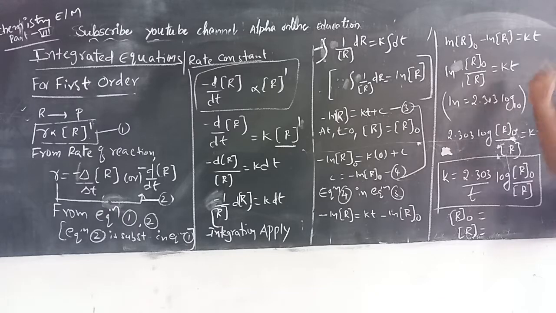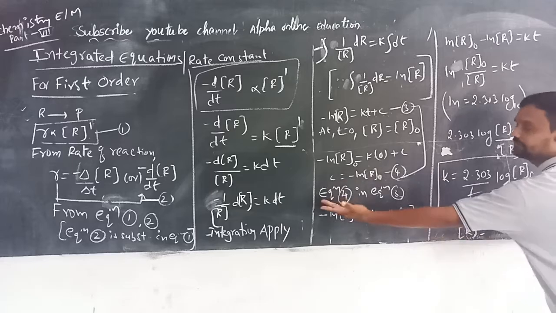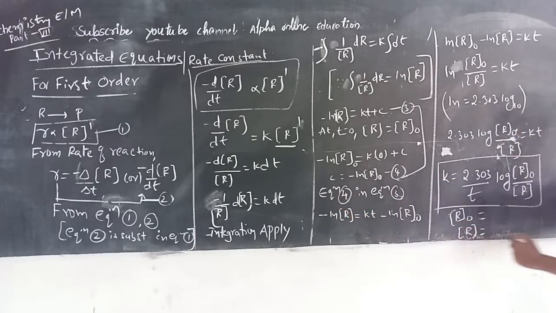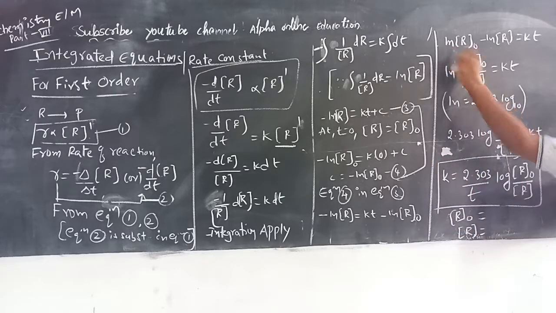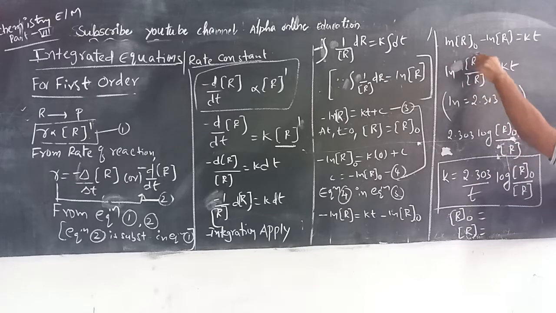How can we do this? Simple. This minus Ln R naught goes to the left side, and the minus value is converted to plus. So the equation changes to Ln R naught minus Ln R is equal to KT.